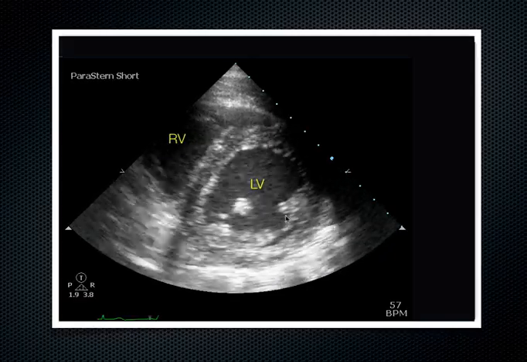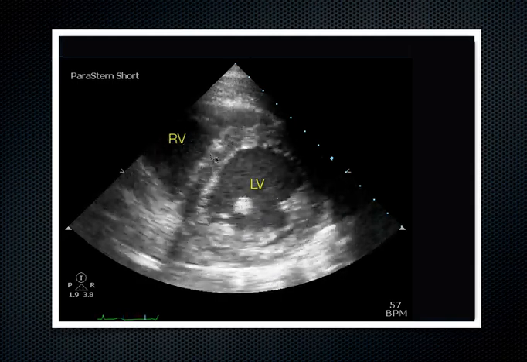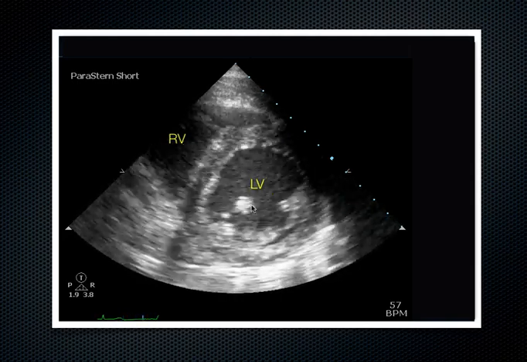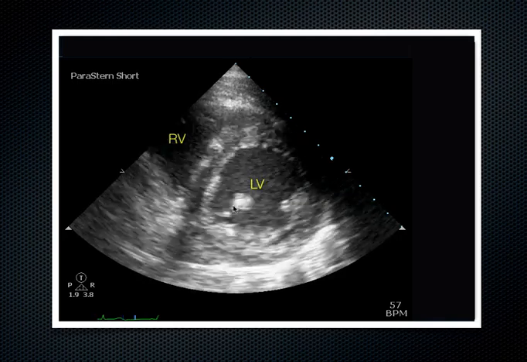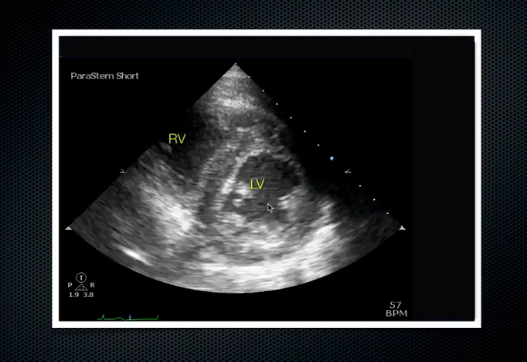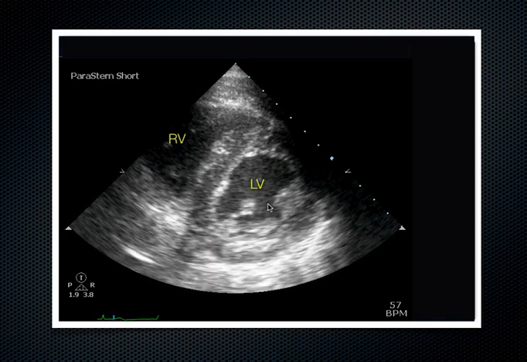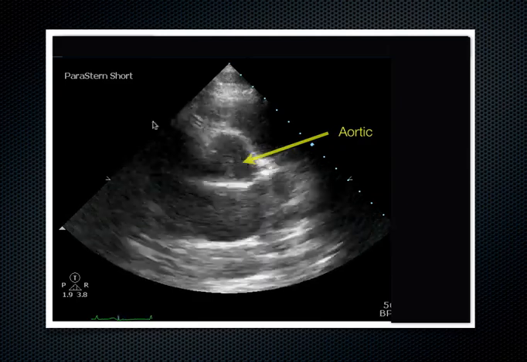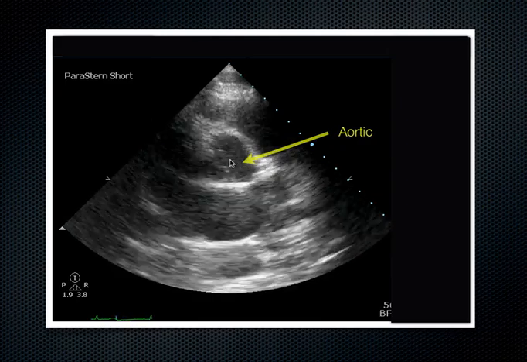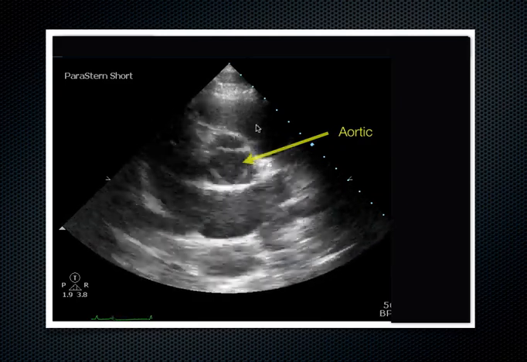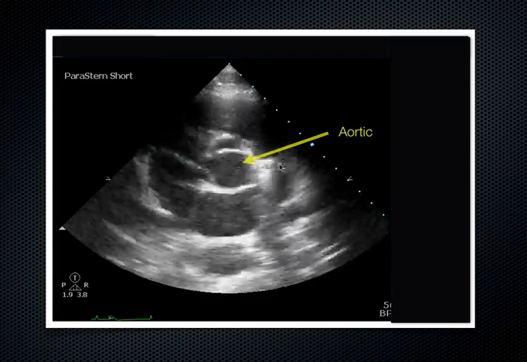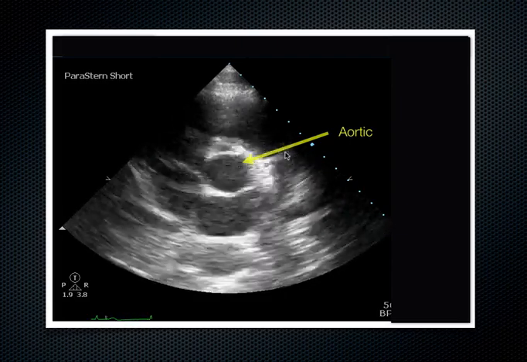Another example of the parasternal short axis, we see the right ventricle here, the left ventricle over here. This would be a mid-papillary muscle view down towards the apex. More proximally there we see the aortic valve, and maybe even a little bit of pulmonic valve if I hallucinate a little bit over here.